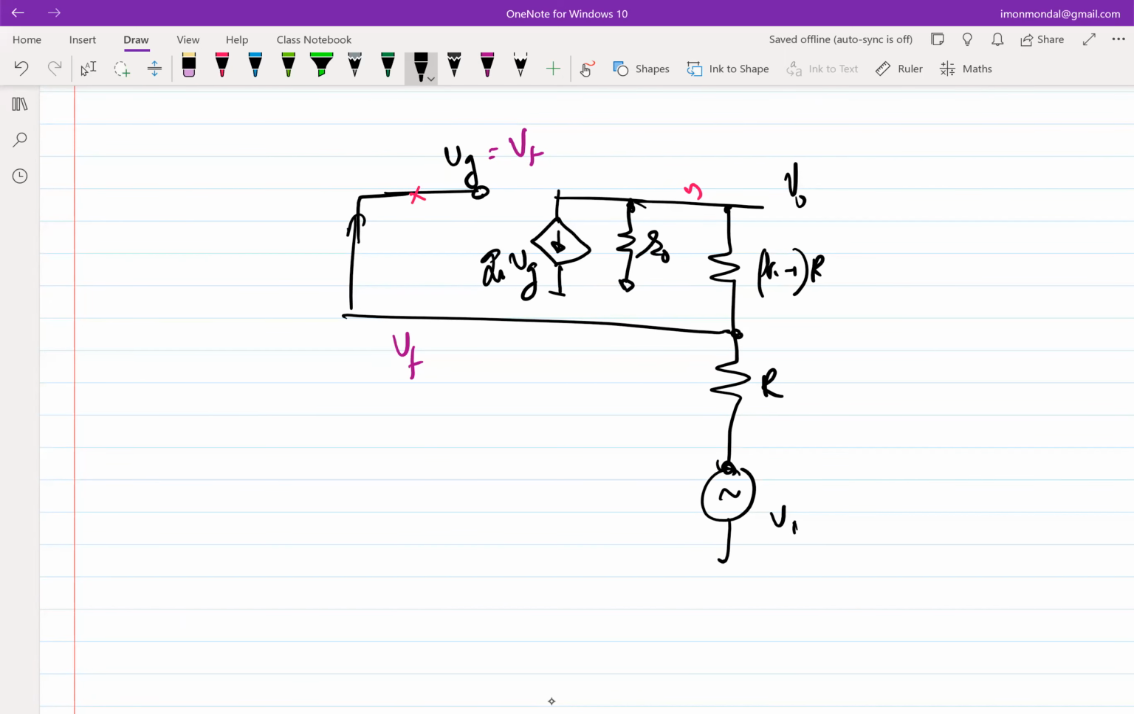Okay. So by the way, what is the error amplifier voltage? What is the error voltage here in this loop? What is VE? It's VG, the gate voltage. The incremental gate voltage is the error voltage, right?